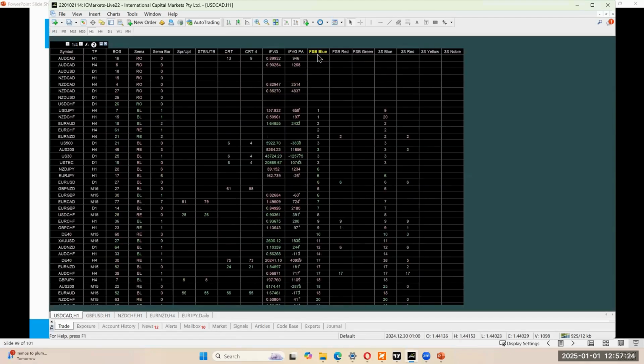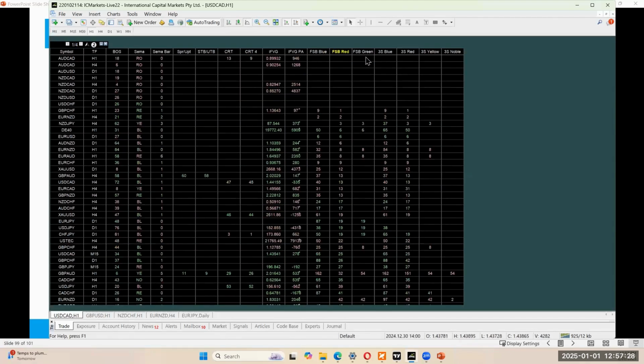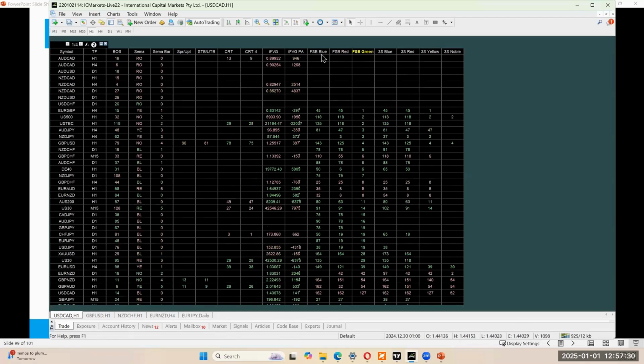Our scanner basically tells you the FSP blue, FSP red, and FSP green. FSP blue is an aggressive trend changing the direction. The FSP red is a little bit conservative, and FSP green is quite conservative. So the moderate is basically FSP red, so we mostly use FSP red.